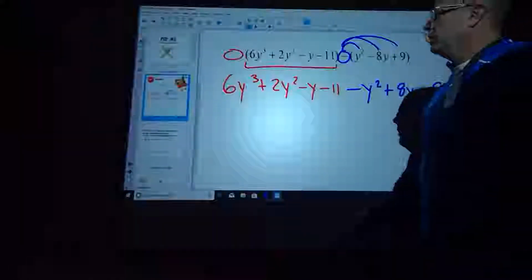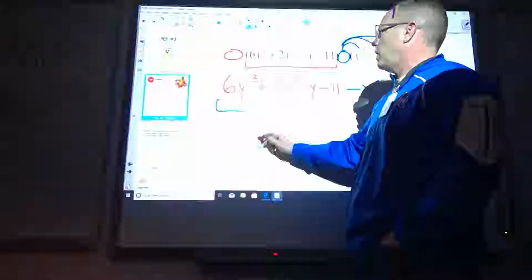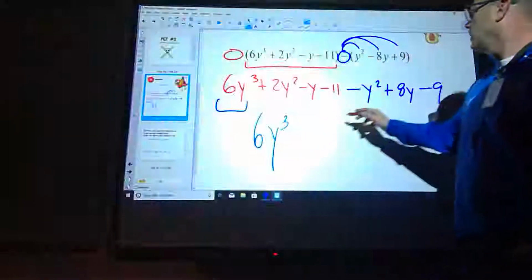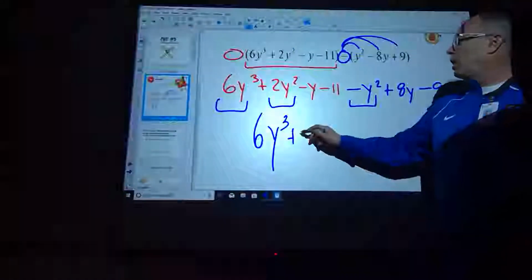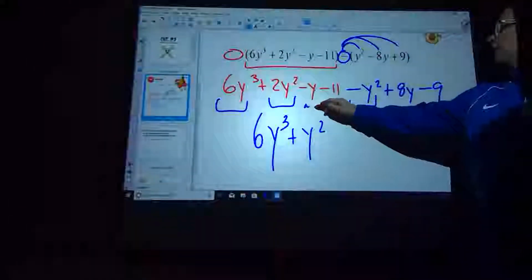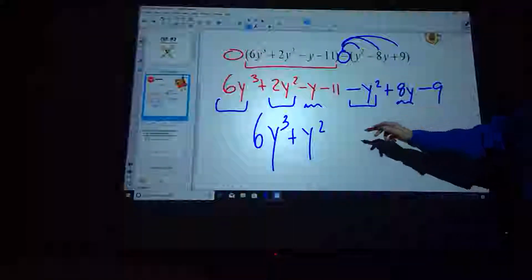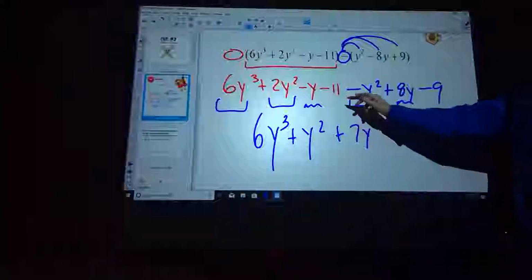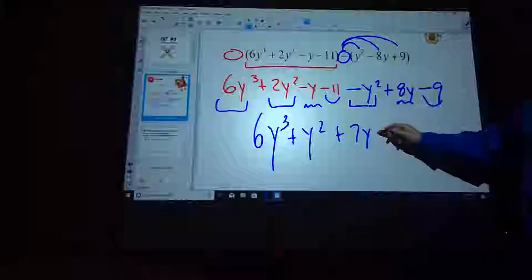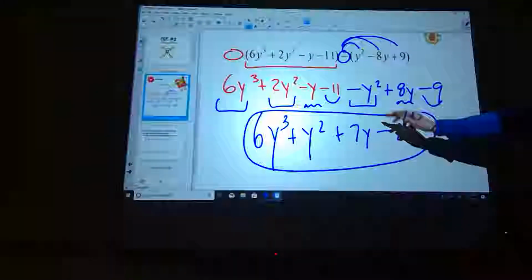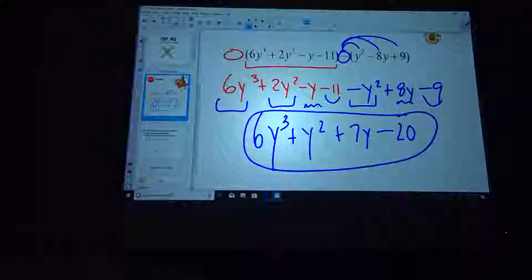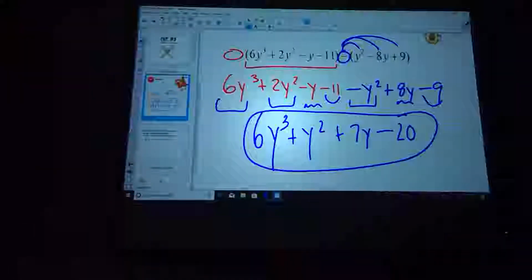So then we want to put it in descending order. So I have 6y to the third. And then I have both of those. So that's just y squared. And combine those, so I get 7y. And combine those, and I get minus 20. And it's done. So that whole thing's in descending order, so it's in standard form.